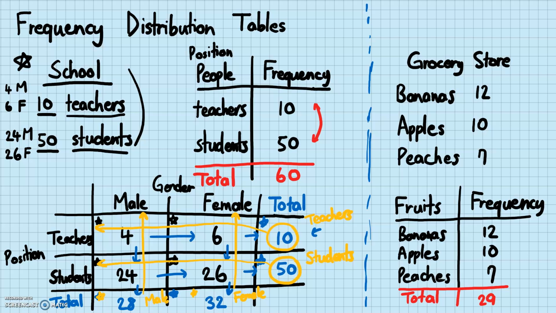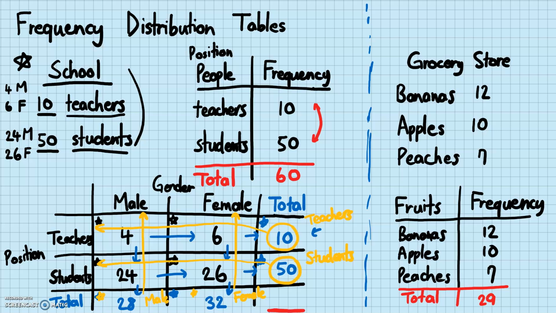Okay, so if you make a frequency table like this, not only do you know the total number of teachers and students, or the ratio of teachers and students, but you can also see the ratio of male and female if you look at the bottom of these two. And right here, we write the grand total, how many total people.